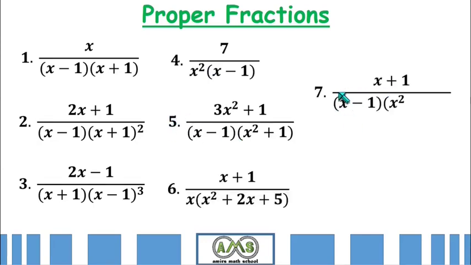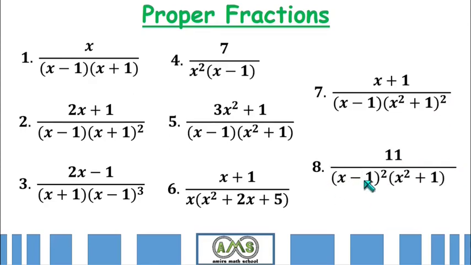Next one, that is number 7: (x plus 1) divided by (x minus 1) times (x squared plus 1) whole squared. In this case, the quadratic factor is repeated. And the last type, that is 11 divided by (x minus 1) whole squared times (x squared plus 1) whole squared. That is, this linear factor is repeated, and this quadratic factor is also repeated. So this is almost all types of proper fractions.